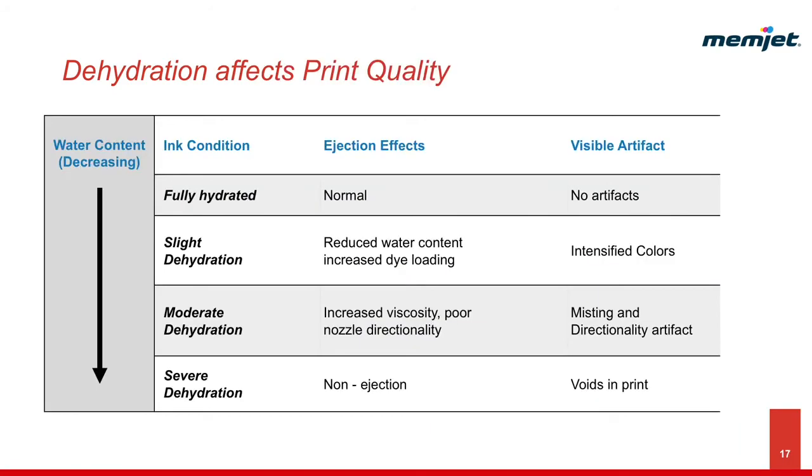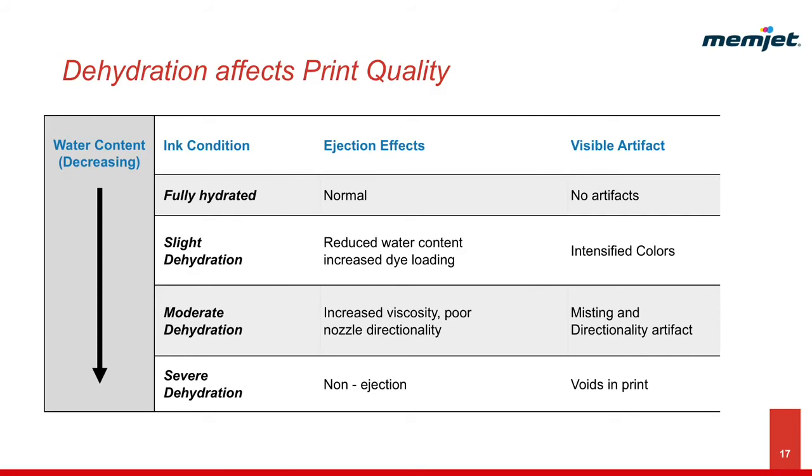Simply put, dehydration causes water loss, which in turn increases the viscosity of the ink and results in print artifacts. You always hear the term, keep the printhead hydrated or keep the nozzles hydrated. But actually the goal is to keep the printhead filled with non-dehydrated ink. Let's take a moment to go through the different levels of dehydration and the effect that they have on print quality. Now, when your ink is fully hydrated, your ejection is normal and you have no visible artifacts.